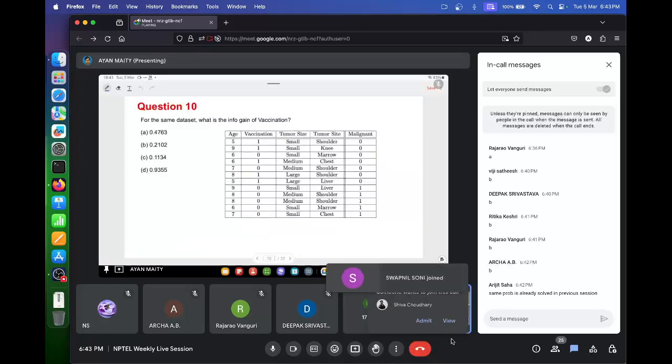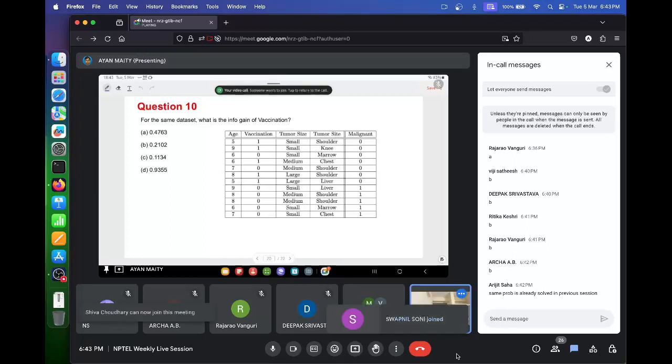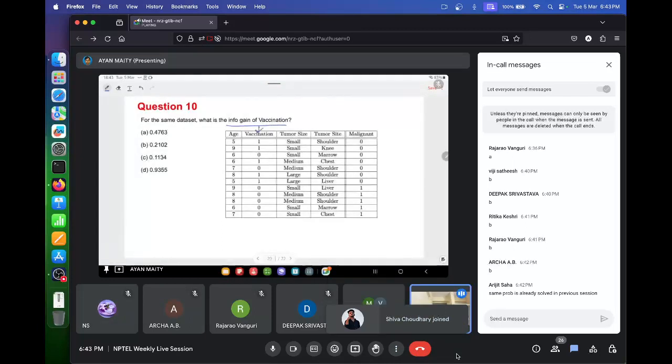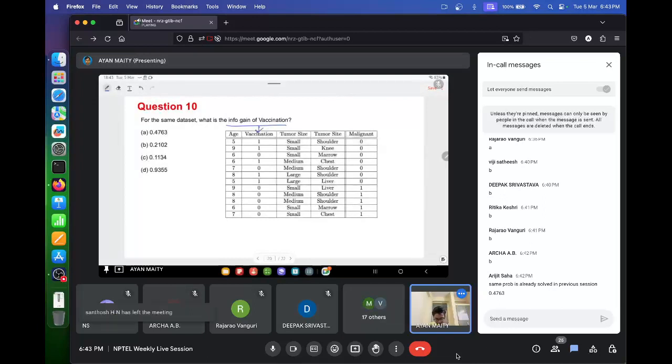Now question 10, again on the same dataset. What is the information gain for the feature vaccination? So vaccination is this feature. You have to find out the information gain for this feature. So for that you have to find out the total entropy of the dataset, which we have already computed in the last question, and then you have to subtract that total entropy by the weighted entropy of all the splits according to vaccination.